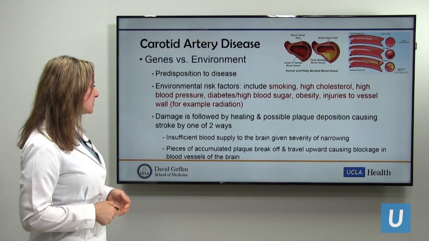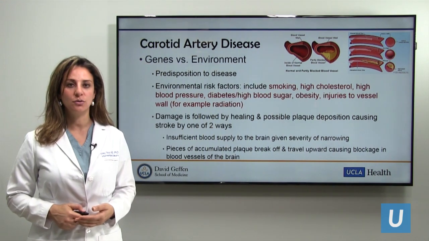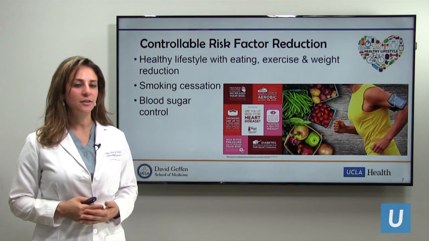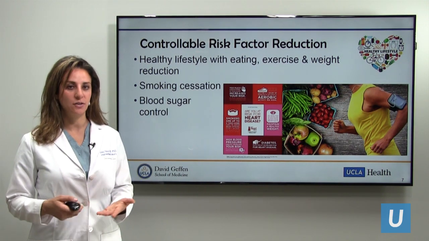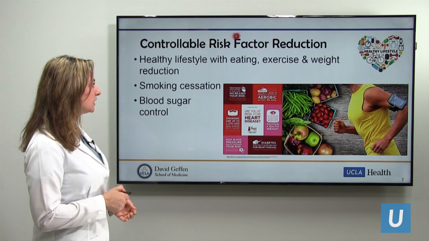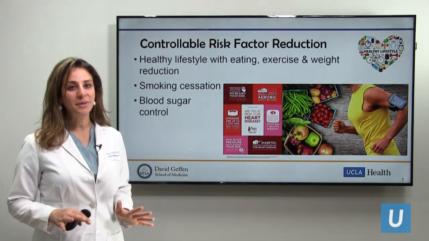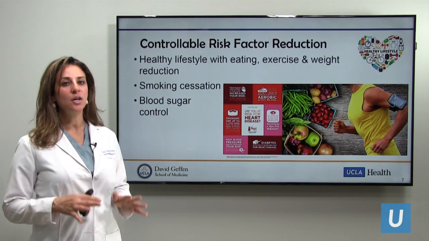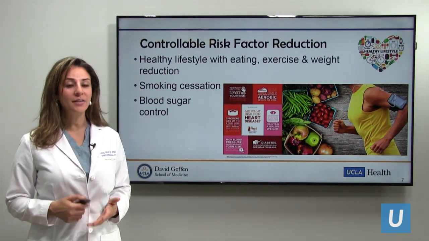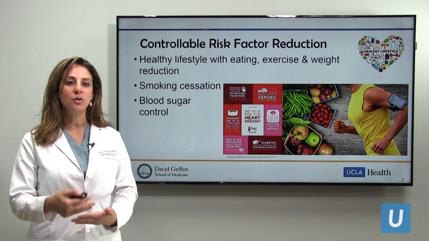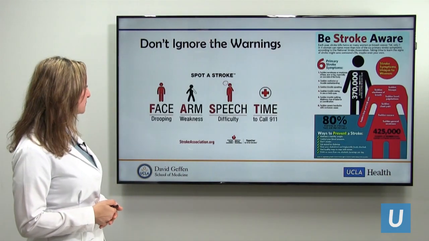And then now we have to understand what to do about it. And the modifiable risk factors we talked about, we can change. And for these factors, eating better, exercising, working on weight reduction, stopping smoking, if you're diabetic, controlling your blood sugar, all of that is very, very essential and important. So you don't allow the disease to keep going, to progress and to get worse.